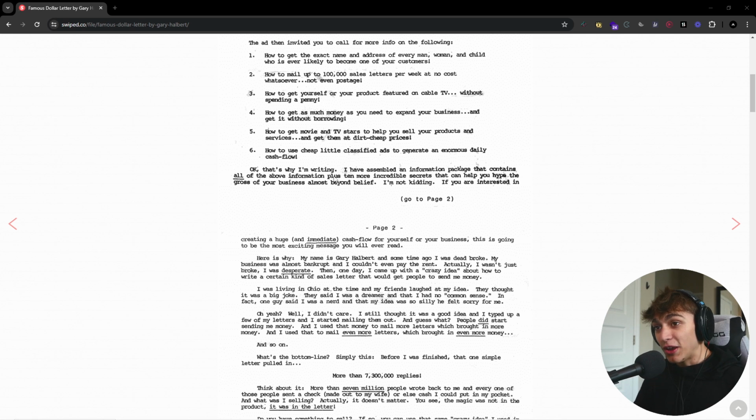I've assembled an information package. That's the unique mechanism. The information package is something that you don't have, and it's better when you use a name like package, system, mechanism, cohort, course, a broad general term that you can explain has multiple things inside of it to set you up. It's not just one simple thing, you have all the assets you need. So I've assembled an information package that contains all of the information above, plus 10 more incredible secrets that can help you hype the growth of your business almost beyond belief.